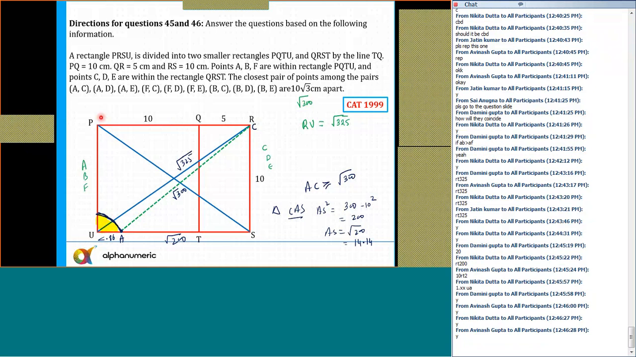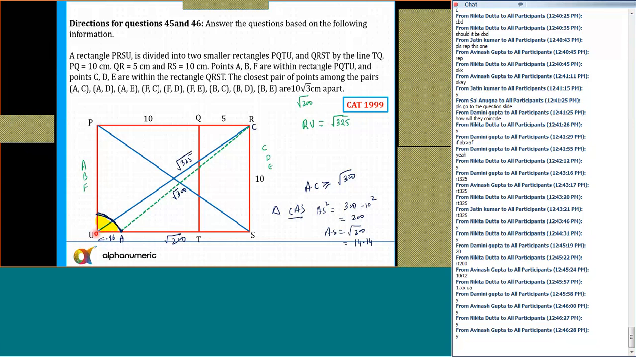So it means the maximum distance between A, B, F, even if I take, let's say, 1 point here, A is here, and I take this one, it can be 10. Yes or no? Please tell me.